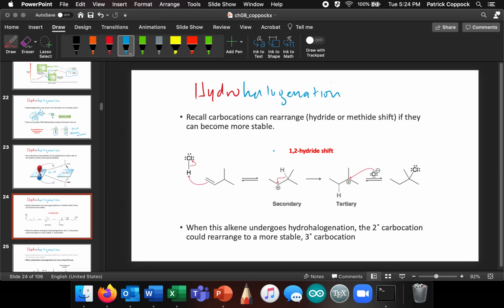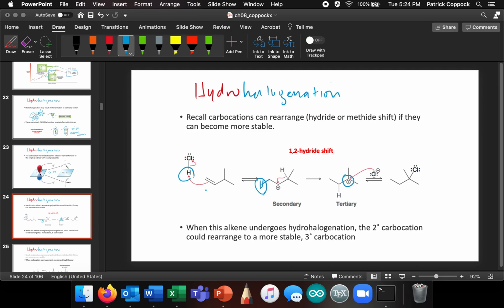Now, you also need to remember that carbocations can rearrange. In this case, the hydrogen is going to go first, remember, the hydrogen goes first. So there's the hydrogen right there. We're going to get a secondary carbocation. If we get a hydride shift, then we end up with a tertiary carbocation, and that's exactly what's going to happen. After we get the tertiary carbocation, the chloride goes there.